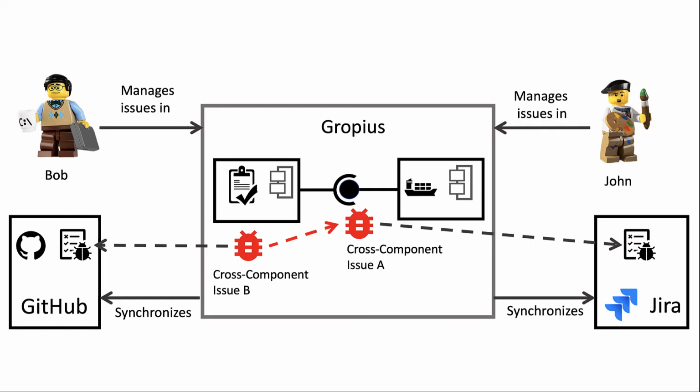To summarize, Bob and John can manage their cross-component issues with Gropius in a simple graphical notation. It allows them to visualize dependencies between components and issues directly instead of only having a textual relation. Gropius synchronizes every action they perform to the underlying issue management systems and backwards.